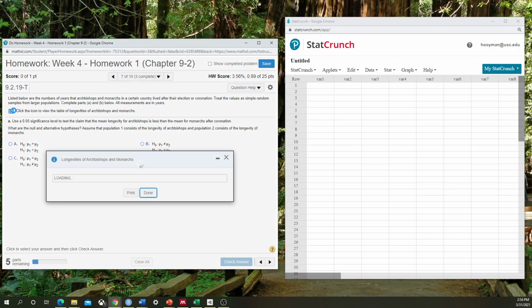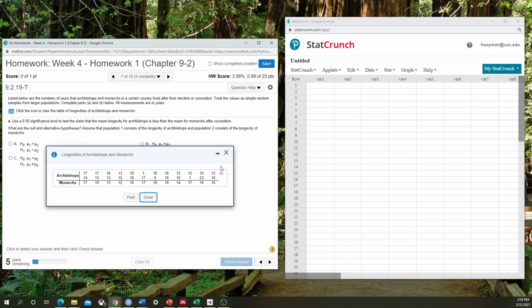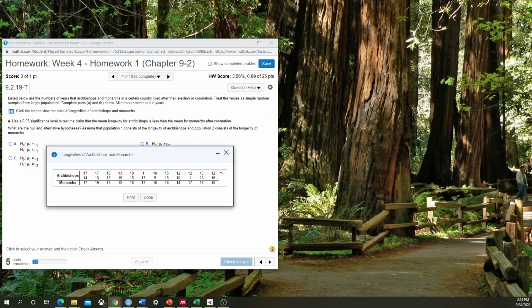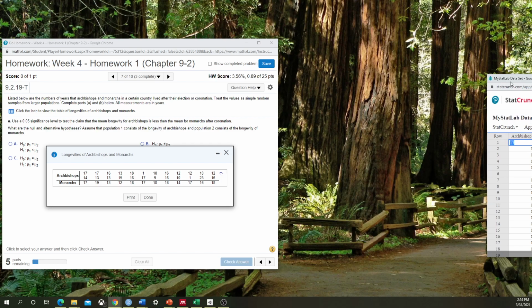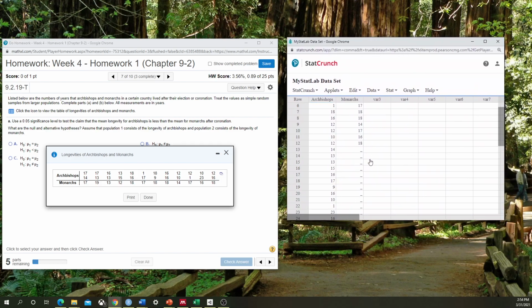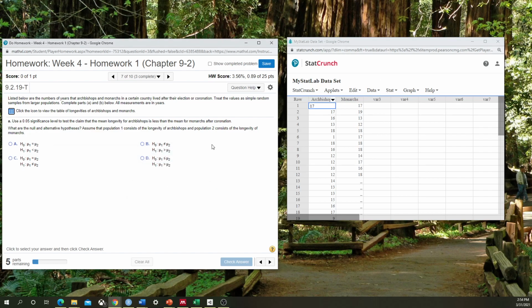All right, let's see. Aha. Okay, this one is actually giving me data this time, so I'm going to go ahead and open that in StatCrunch. Looks like it opened it up into a different StatCrunch. Just going to bring it over here. And you see that I have actually different size groups, which is okay. There's nothing special you have to do about that. You don't have to have equal size groups with each one.